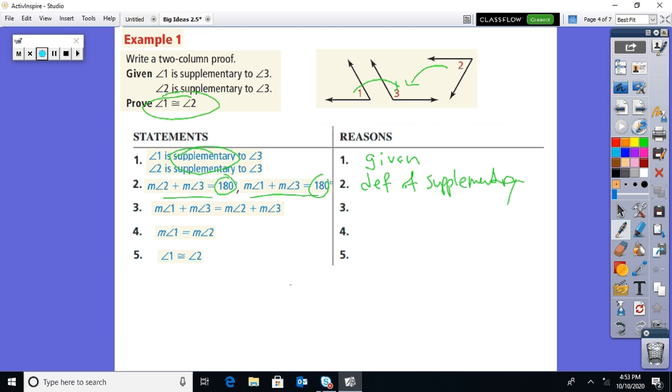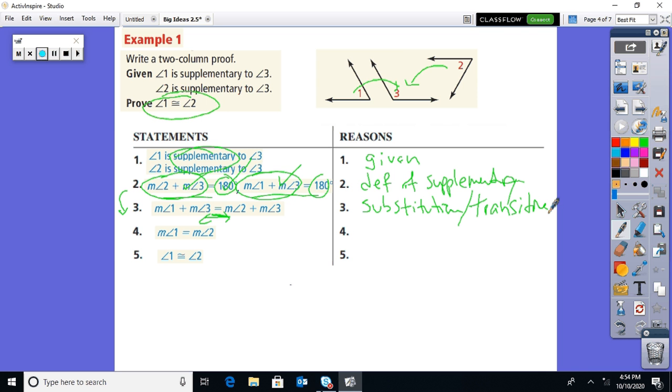All right, next. Now we've got 1 plus 3. To go from here to here, how did we do that? 1 plus 3 equals 2 plus 3. Well, if each of these expressions equals 180, then they have to equal each other. And again, just like the last one, that is either substitution or the transitive property. You've got 3 different elements here. As soon as you see 3 things, you're thinking that's transitive. This one also could be done by substitution.